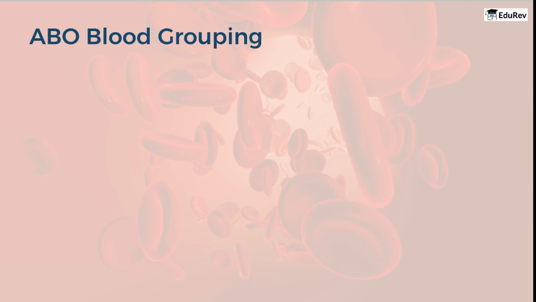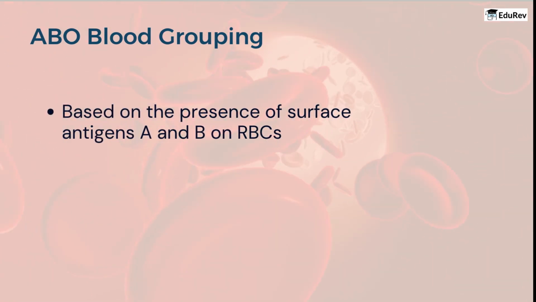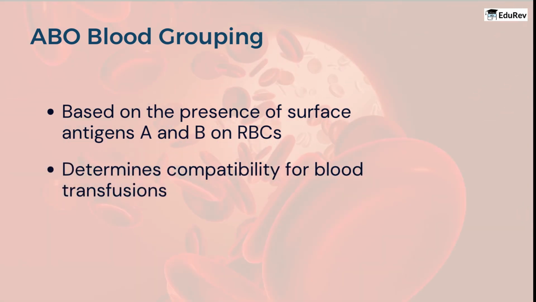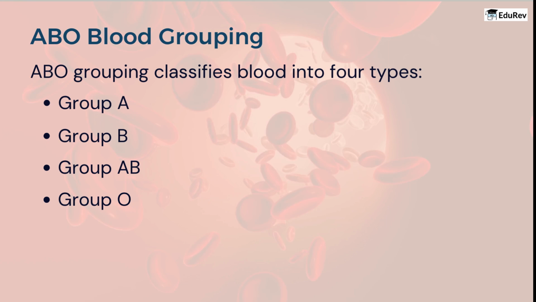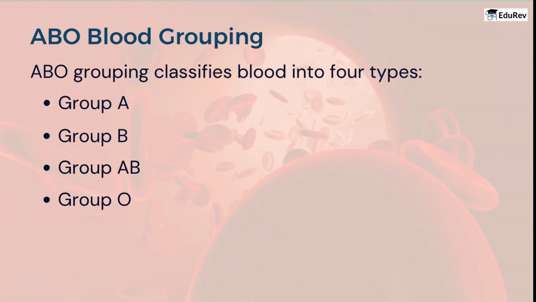Let's start with ABO blood grouping. It is based on the presence of surface antigens A and B on RBCs. It determines compatibility for blood transfusions. The four blood groups are Group A, Group B, Group AB, and Group O.